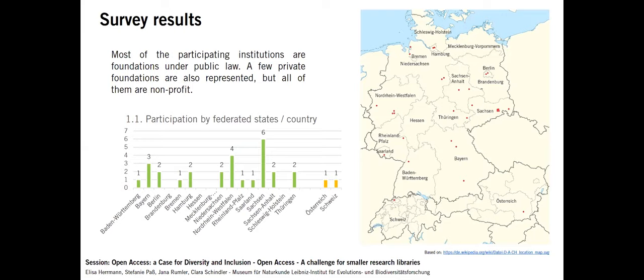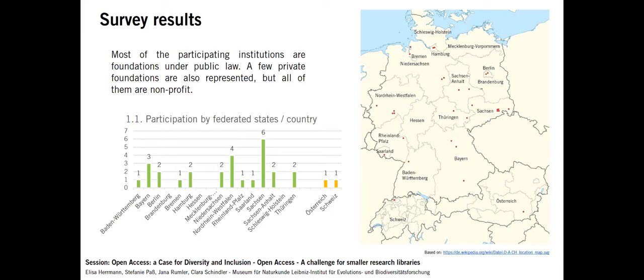Most of the participating institutions are publicly funded. There are only a few private foundations, but all of them are nonprofit. Altogether, we had a response of 29 fully answered and evaluable questionnaires. There's a strong weighting to the humanities and social sciences, and the disciplines in focus are arts and cultural studies, museology and archaeology. Our discipline classification was based on the classification of the Leibniz Association, which is one of the four non-university research associations in Germany, and our museum is also part of that.